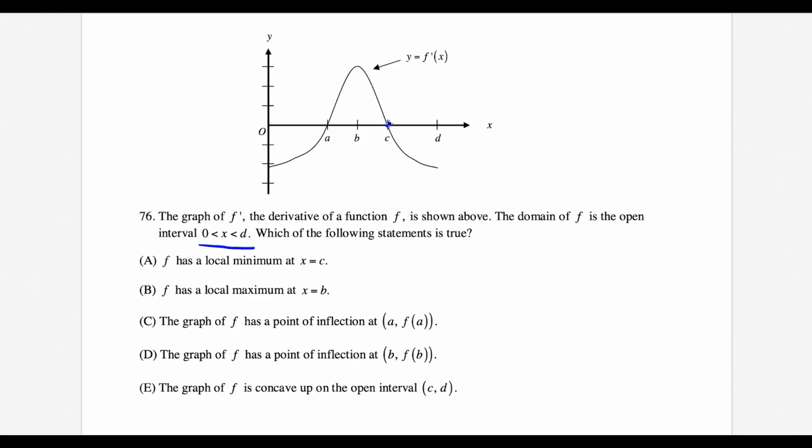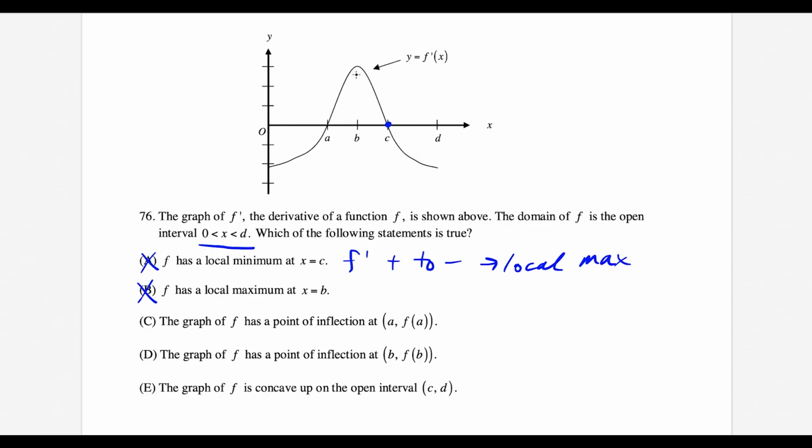If we go over here, notice that f prime goes from positive to negative, which would mean we have a local max. So this answer choice is not true, because we would have a local max at x equals c. If we go on to choice B, local maximum at x equals b, this is a bit of a trap, because technically this would be a local maximum of f prime, not f. So we just have to be careful here. Once again, they love little traps like this.